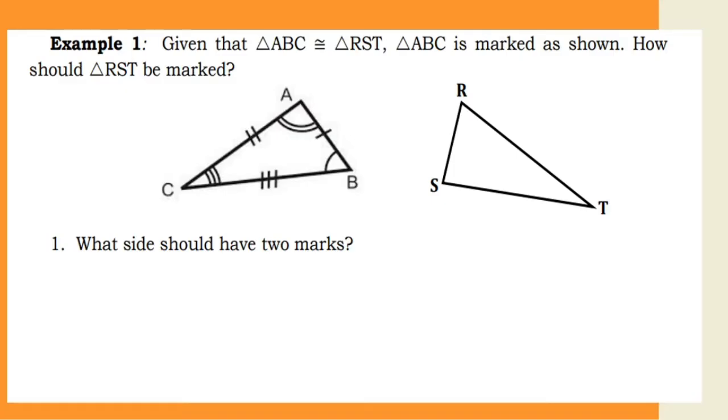For example, number 1, given that triangle ABC is congruent with triangle RST, triangle ABC is marked as shown below. How should triangle RST be marked? For the first question, what side should have 2 marks? So as we can see in this picture, angle A has 2 marks.